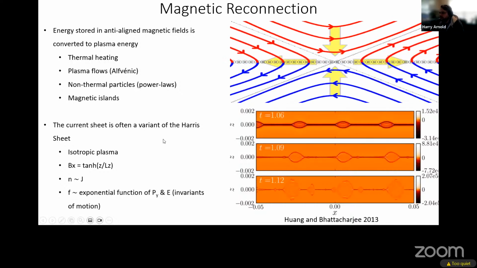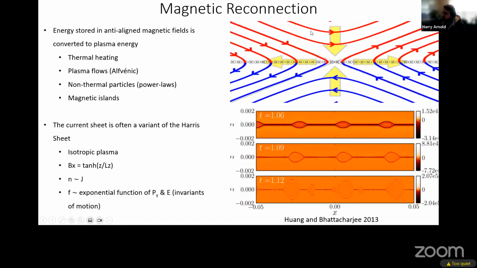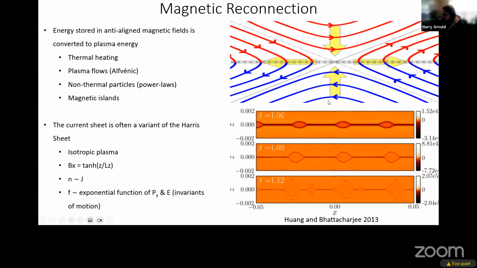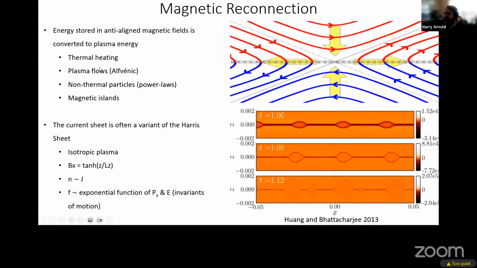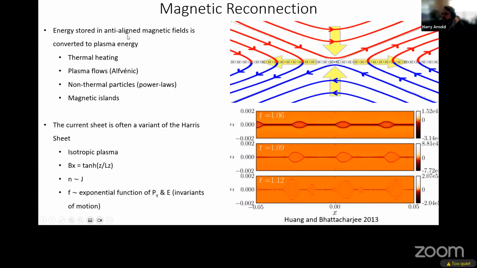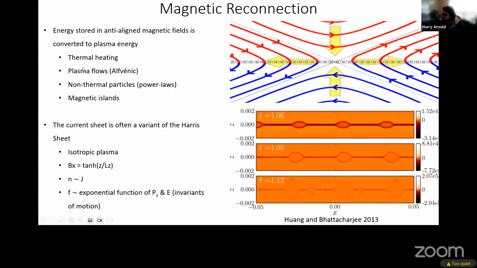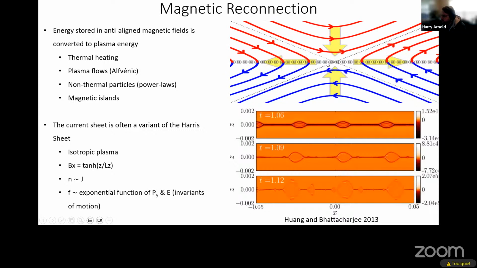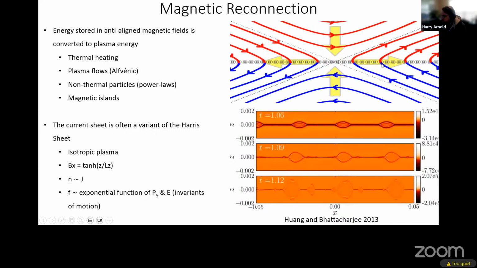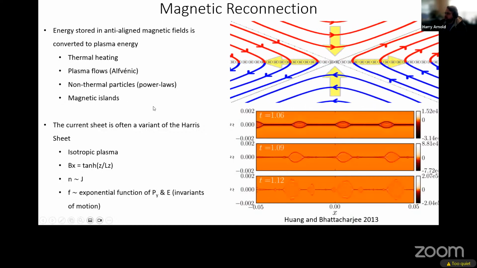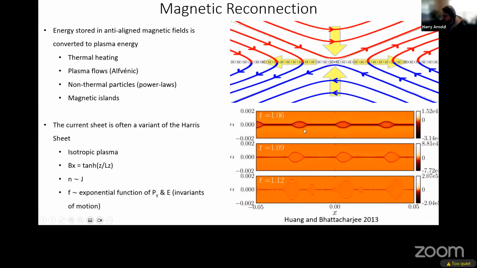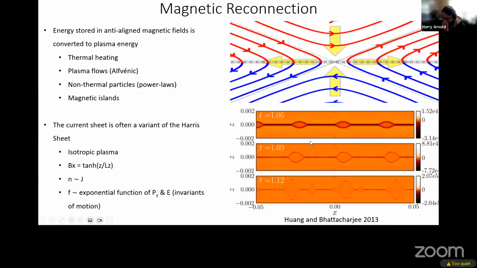So just as a reminder, magnetic reconnection. You start off with anti-parallel magnetic fields above and below a current sheet. They reconnect in the middle, and they convert magnetic energy into plasma energy. You get thermal heating, you get Alfvénic plasma outflows along the current sheet. Non-thermal particles can appear, and of course magnetic islands as well, or plasmoids as they're sometimes called.